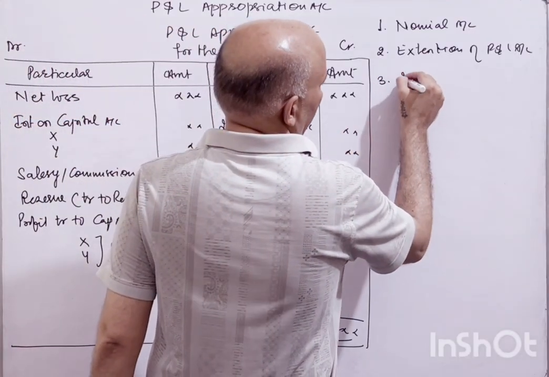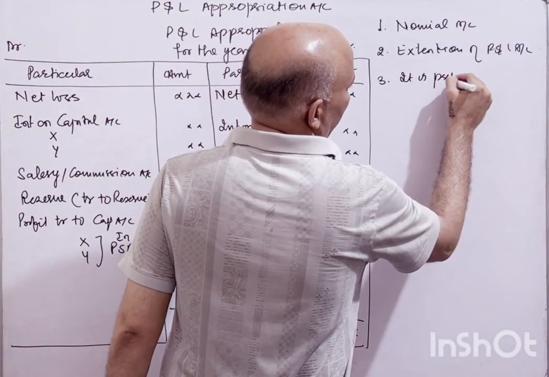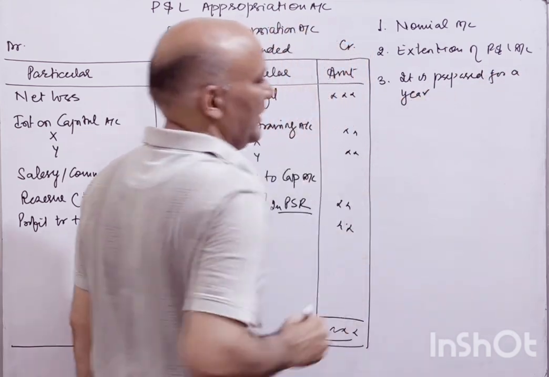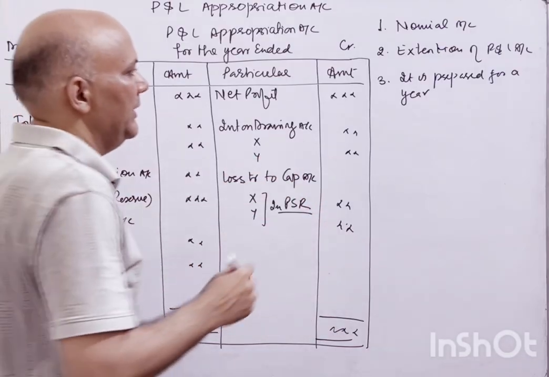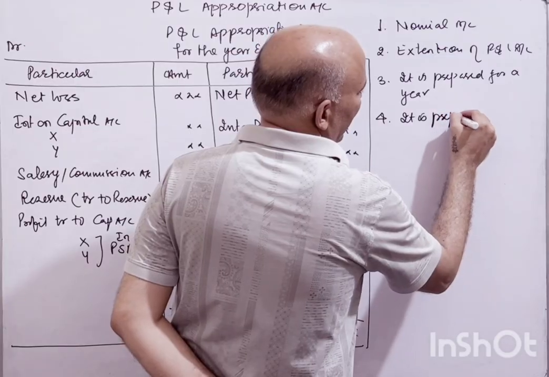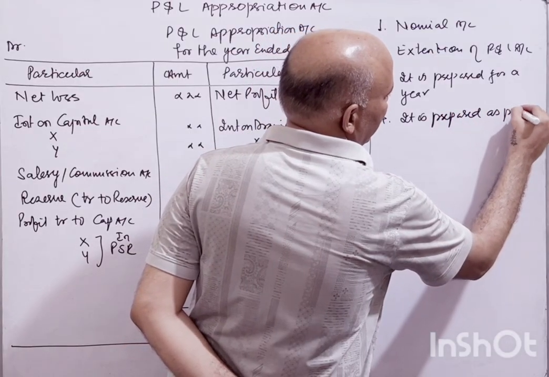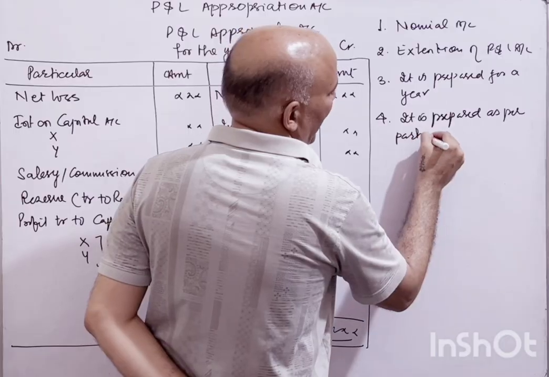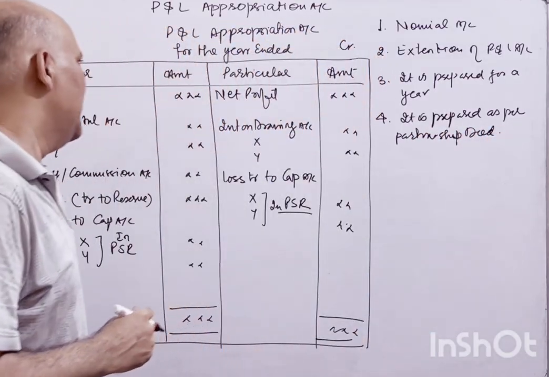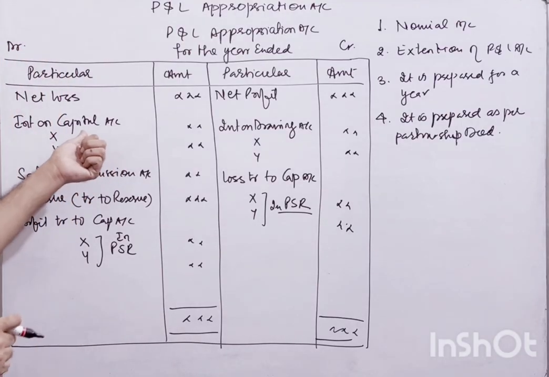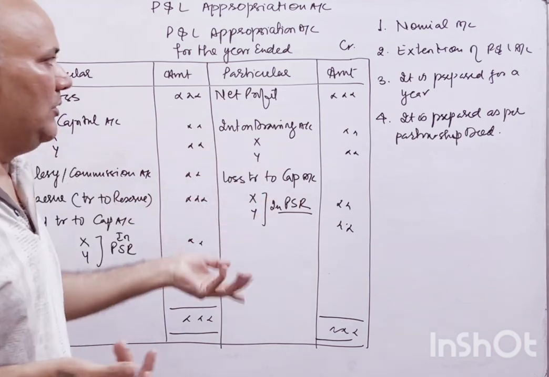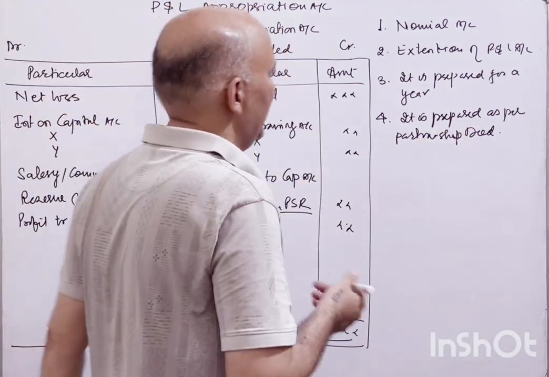Third is, it is prepared for a year. This is usually prepared for 1 year. Fourth, it is prepared as per the partnership deed. Now you will be wondering why partnership deed? Because the partnership deed will let us know whether interest on capital has to be given, whether salary has to be given, whether interest on drawing has to be charged or not. So it is always prepared as per the partnership deed.